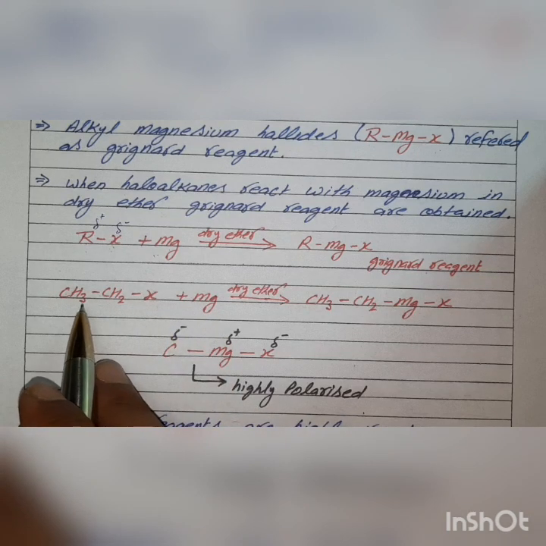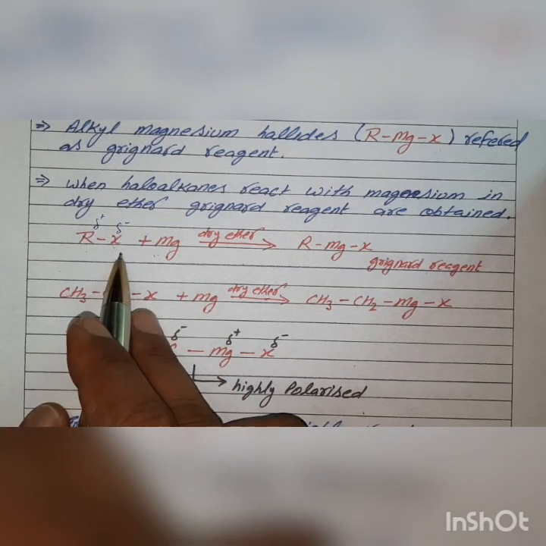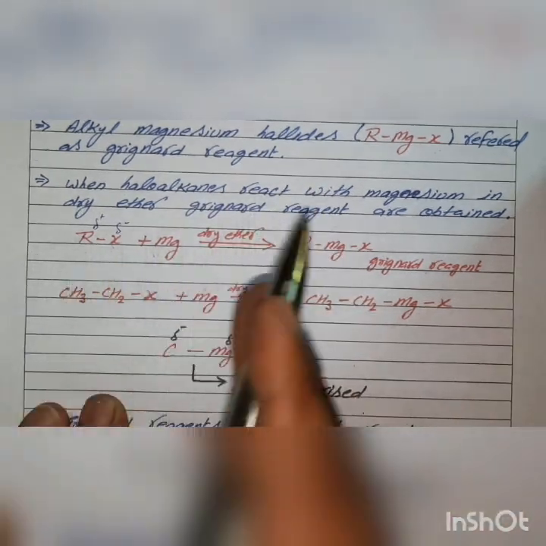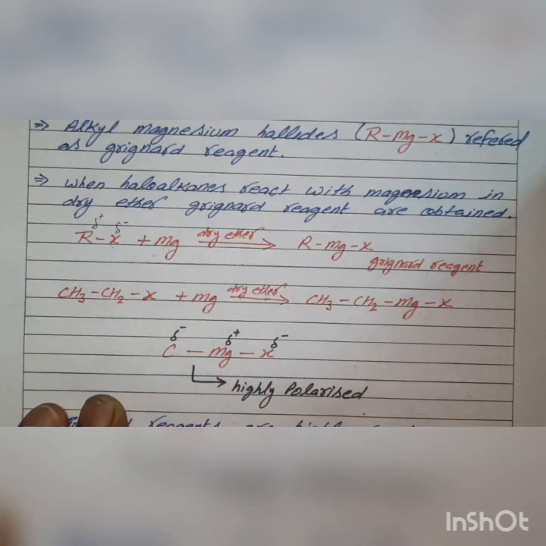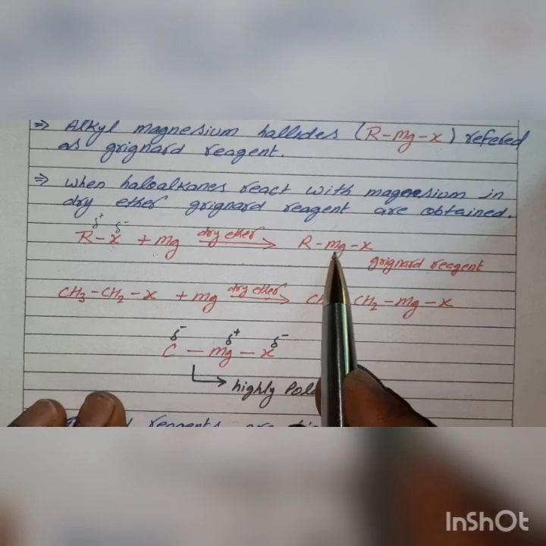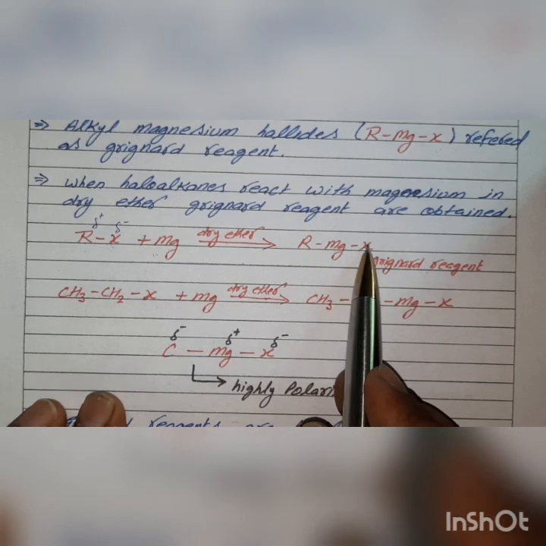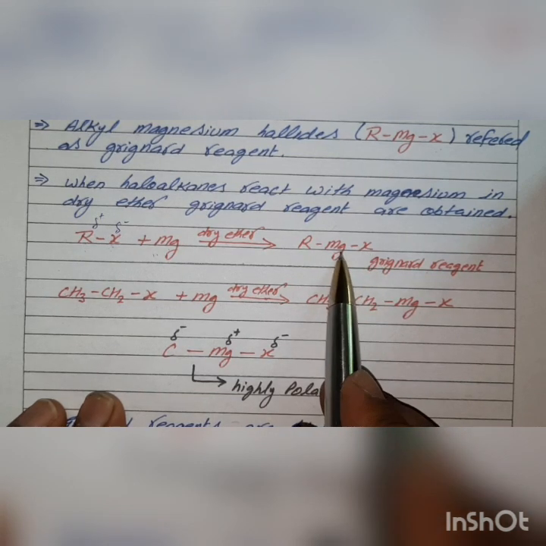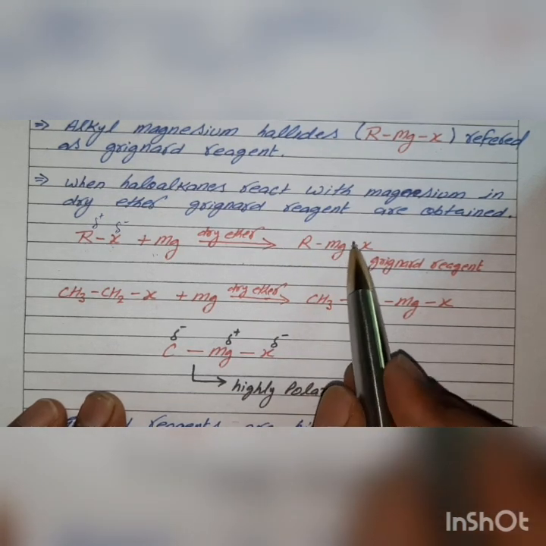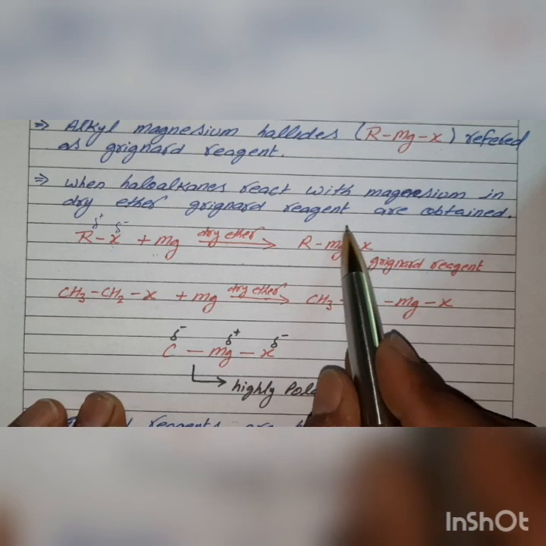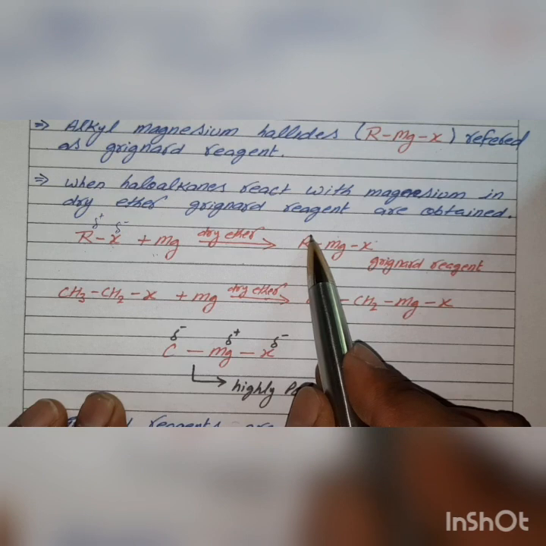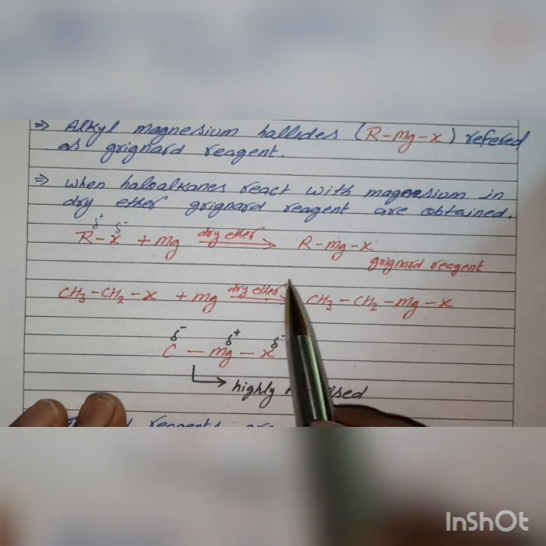But carbon is more electropositive than halogen, because carbon is placed before halogen, on its left side. So the alkyl group links with Mg and the halogen also links with Mg. This reagent is known as Grignard reagent. The bonds are polar: Mg is electropositive, halogen is electronegative, and carbon is electronegative.